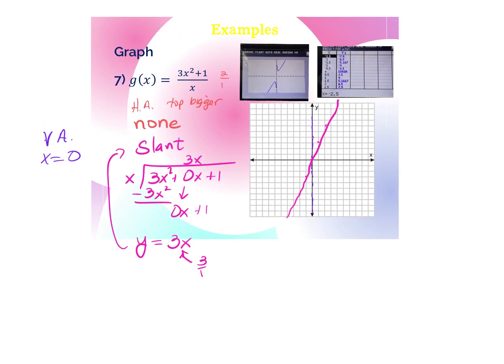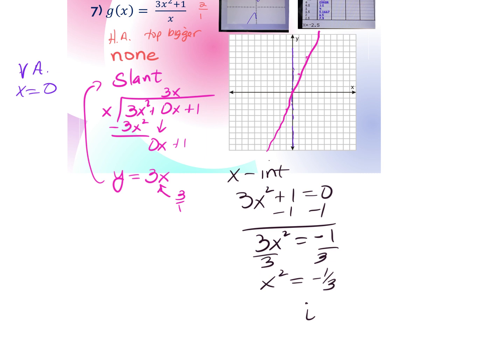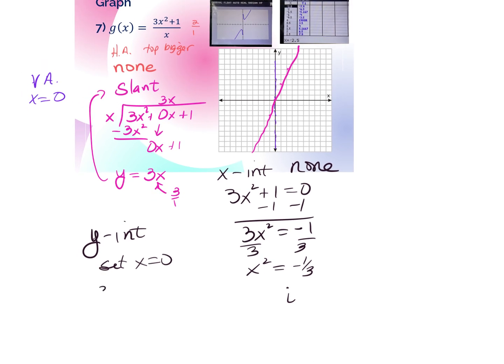So the next thing I can do is find my x-intercept, and that would just be setting the numerator equal to 0. And notice what's going to happen here is I'm going to get an imaginary number, and I don't care about imaginaries. So when I try to square root -1/3, I get an i out of this. So the x-intercept is none. And then for the y-intercept, I need to set x equal to 0. So 3 times 0 squared plus 1 over 0. Again, anytime you get a 0 on the denominator, it's undefined. So this is also none. It's not going to hit the x or the y axis.